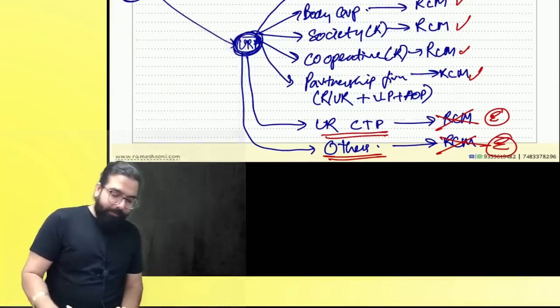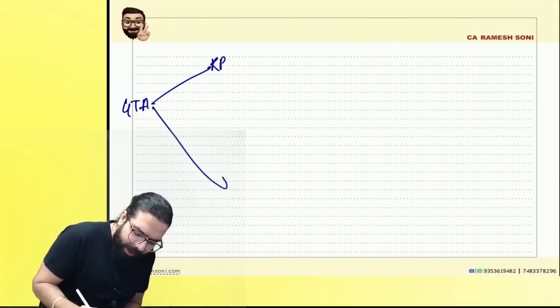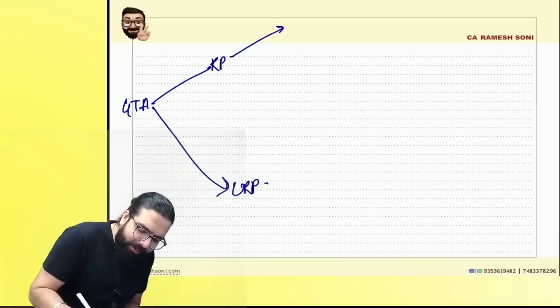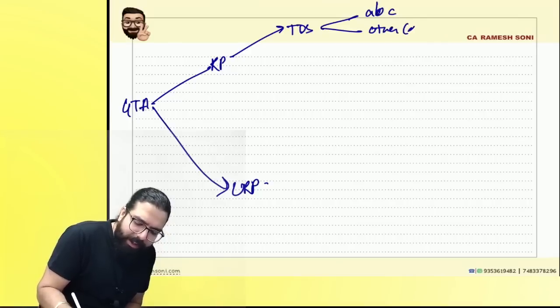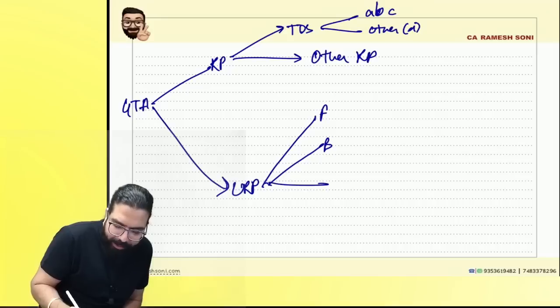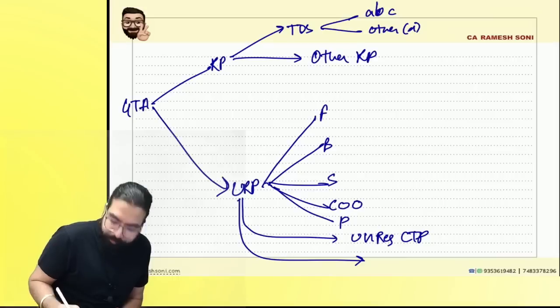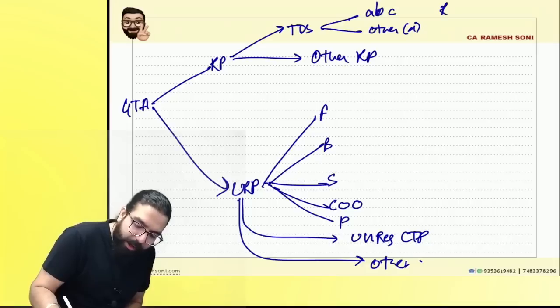Remember always, GTA, I'll tell again. GTA can provide services to a registered person. GTA can provide services to an unregistered person. Registered person can be TDS deductor, A, B, C category, other, that is D category. Are we clear, everyone? And registered person can be other registered person also. Unregistered person, you have to remember F, B, S, C, O, O, and P. And unregistered can be unregistered CTP, and unregistered person can be others. Are we clear, everyone? Everywhere RCM, RCM, RCM.